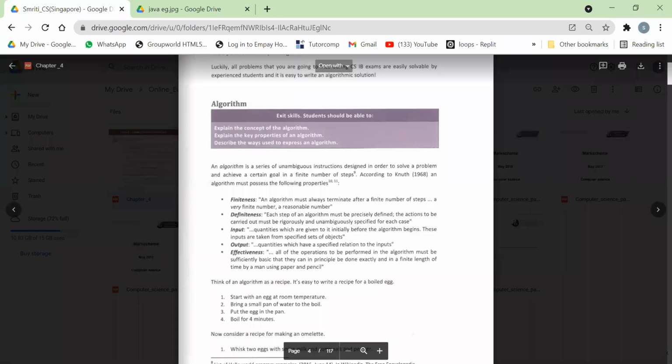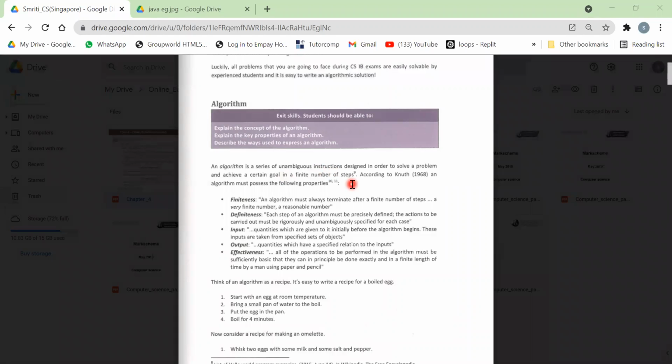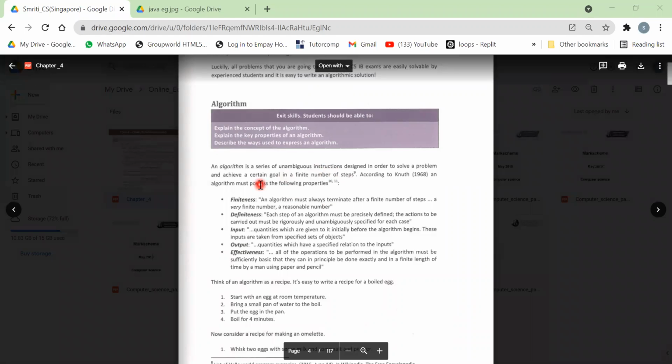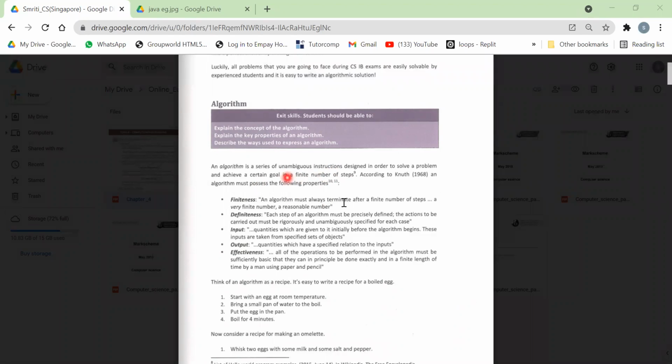and not only to solve the problem, but it is also necessary to achieve a certain goal in a finite number of steps. Okay, so that is more important, that whatever problem I'm trying to solve over here, or a certain goal that I'm trying to achieve, has to be done in a finite number of steps, which follows a certain sequence. Now, what are the special characteristics of an algorithm? It involves finiteness, definiteness, input, output, and effectiveness.